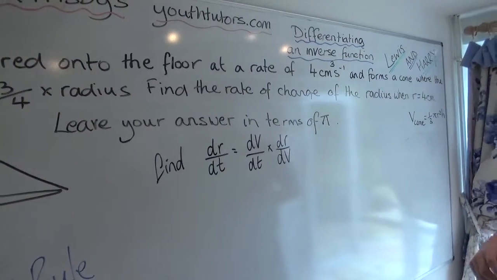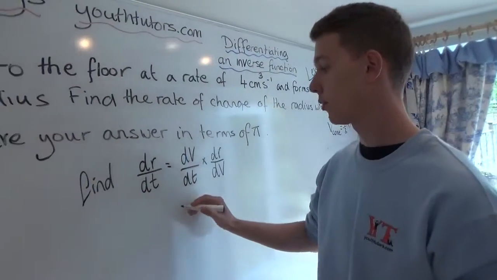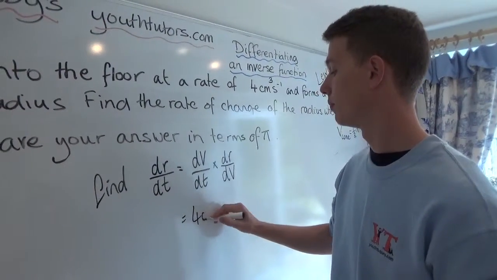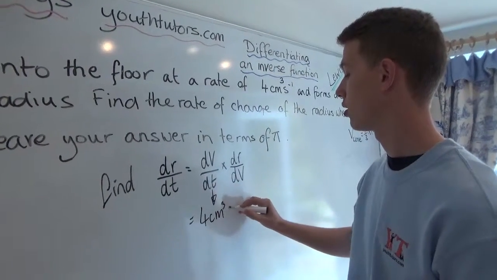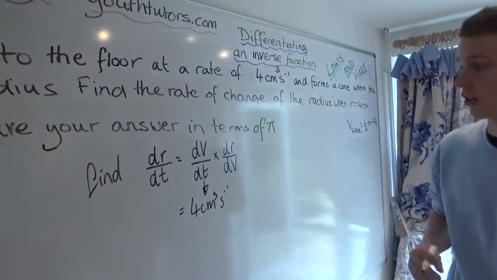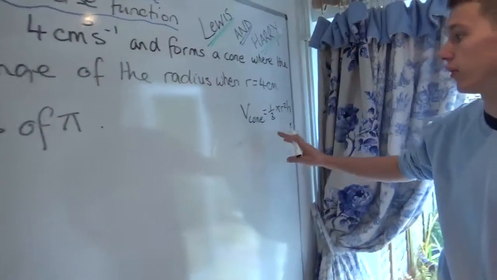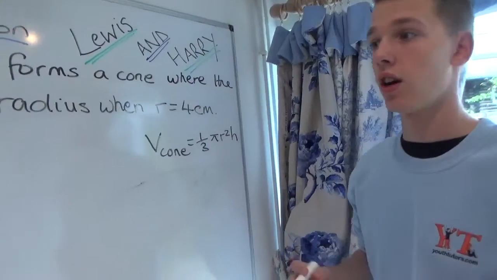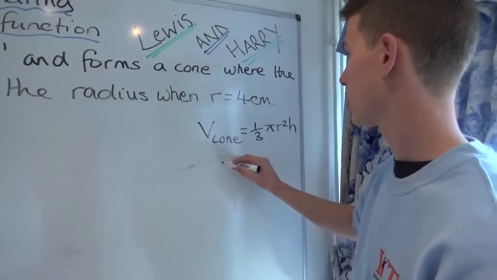So we know that dv/dt is 4 centimeters cubed per second, so we can plug that in underneath. We want to find dr/dv, but using our equation of a cone over here we can find dv/dr. So to find that we want to differentiate. How do you do that when you've got an h in there?